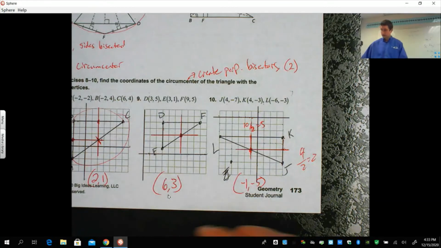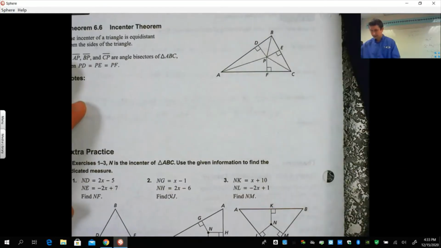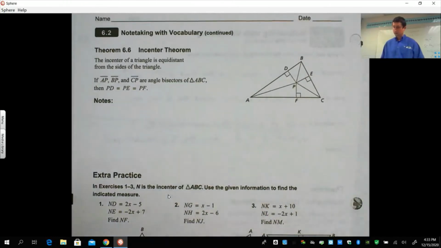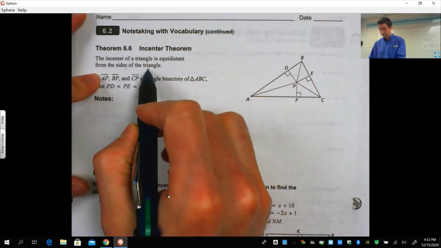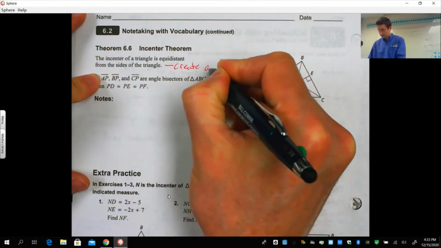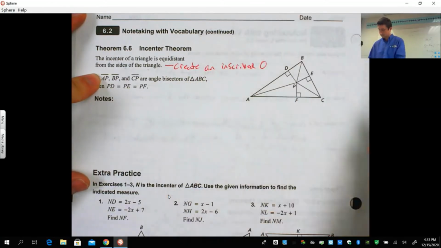Okay? So now we're going to go back. Let's look at page 172. We have the incenter theorem. So the incenter is different than the circumcenter. A circumcenter is going to create a circle that goes around the outside of the triangle. The incenter of a triangle is equidistant from the sides of the triangle. So this is going to create an inscribed circle.